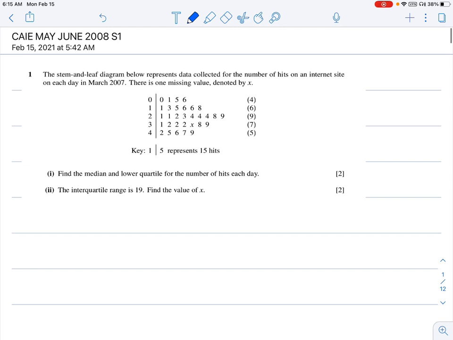So how many terms are there? 4 plus 6 is 10, 10 plus 9 is 19, 19 plus 7 is 26, plus 5 is 31. So there are 31 terms. So I want Q2.